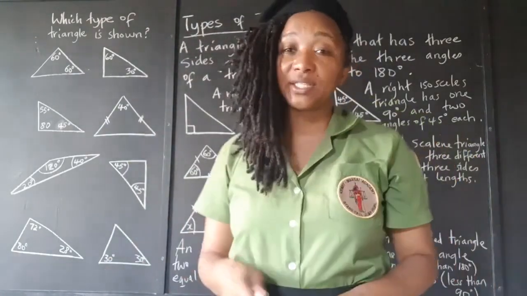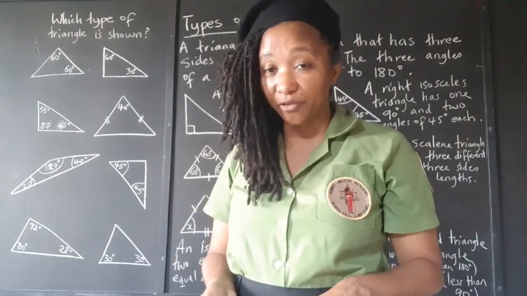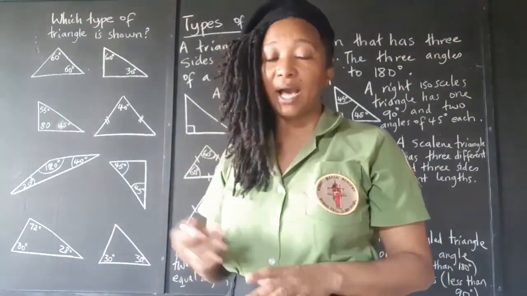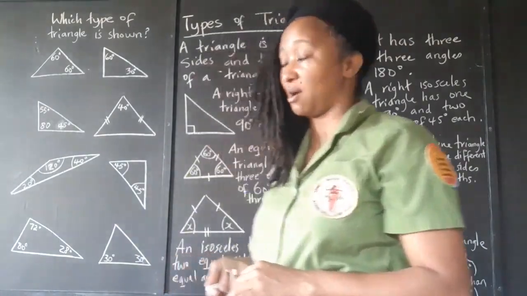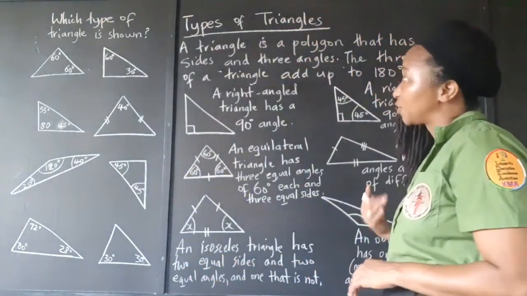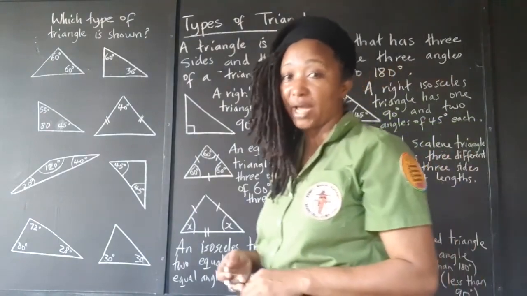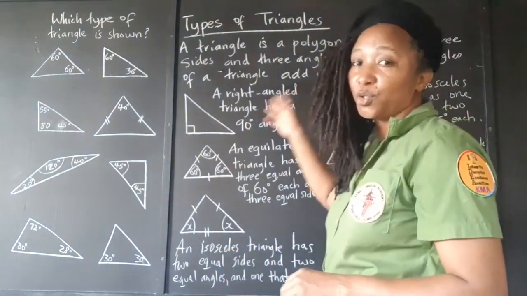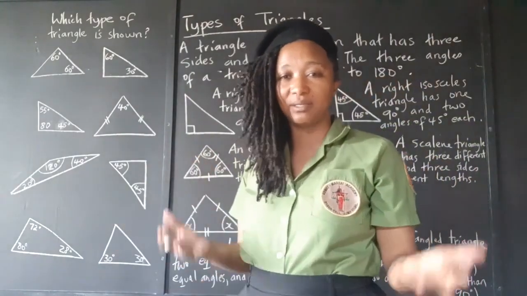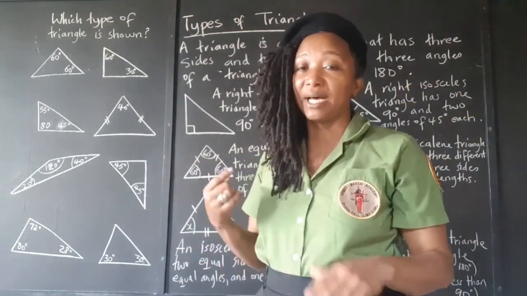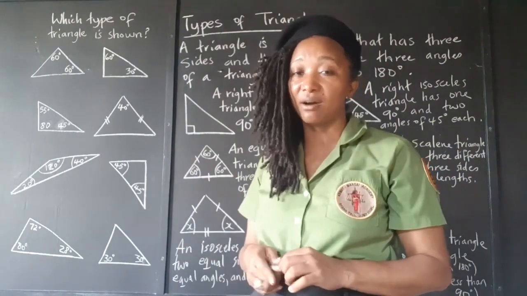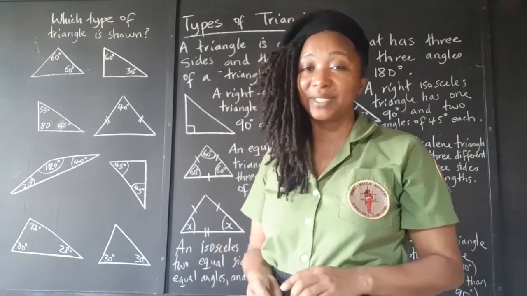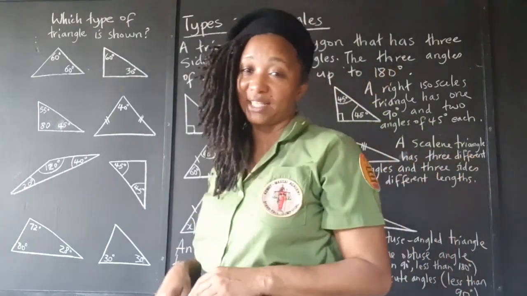Alright, so listen to the definitions carefully, so that when it's time to do the activity, we can quickly identify which triangle we're talking about. So let's just revise the definition of a triangle. A triangle is a polygon, and if you don't know what polygon means, there was a video done specifically on polygons, so you can check out that video and bring yourself up to speed with where we are right now.